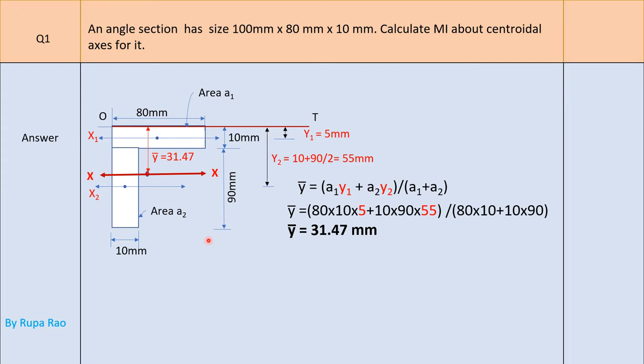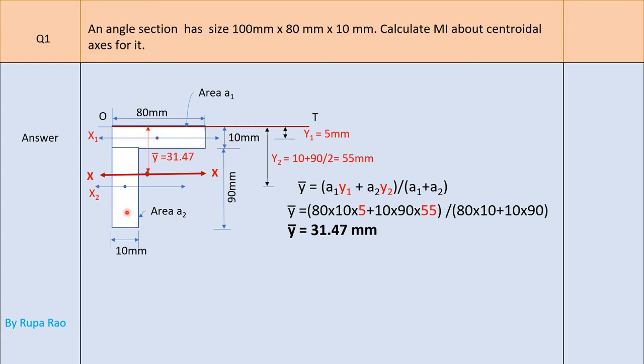We first know the moment of inertia of this top rectangle about its own centroidal axis x1 x1. From this axis x1 x1, using the parallel axis theorem, I will transfer the moment of inertia from the axis x1 to the axis xx for this top rectangle of 80 by 10.